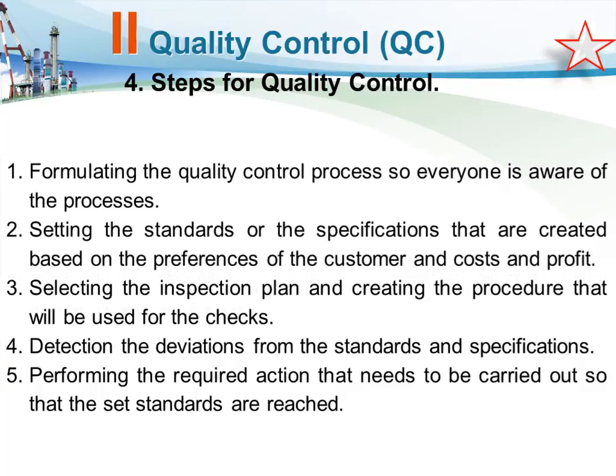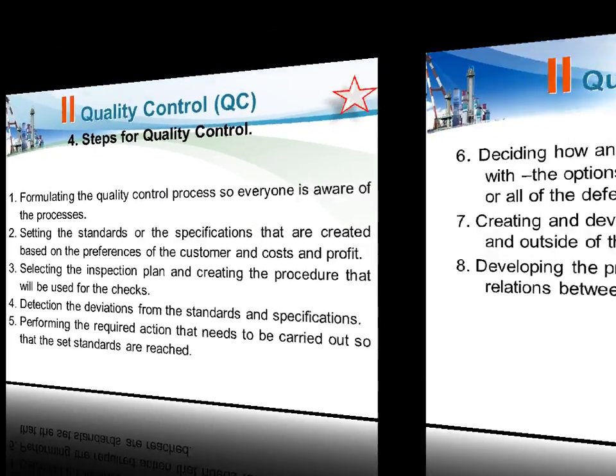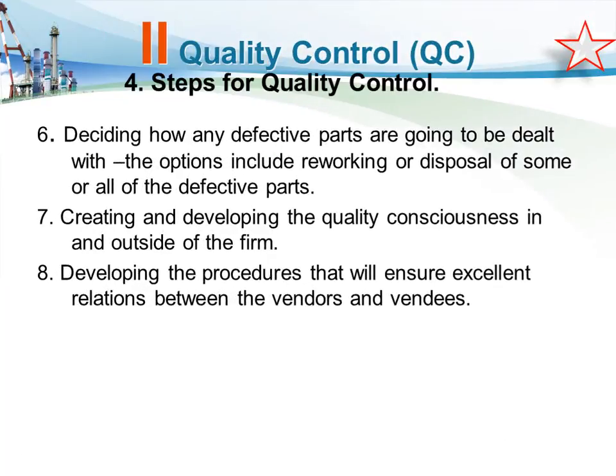Now we go to the steps for quality control. Include 8 steps. First, formulating the quality control process so everyone is aware of the processes. Second, setting the standard or the specifications that are created based on the preferences of the customer and costs and profits. Third, selecting the inspection plan and creating the procedure that will be used for the check. The fourth, detection of the deviation from the standards and specification. The fifth, performing the required action that needs to be carried out so that the set standards are reached.